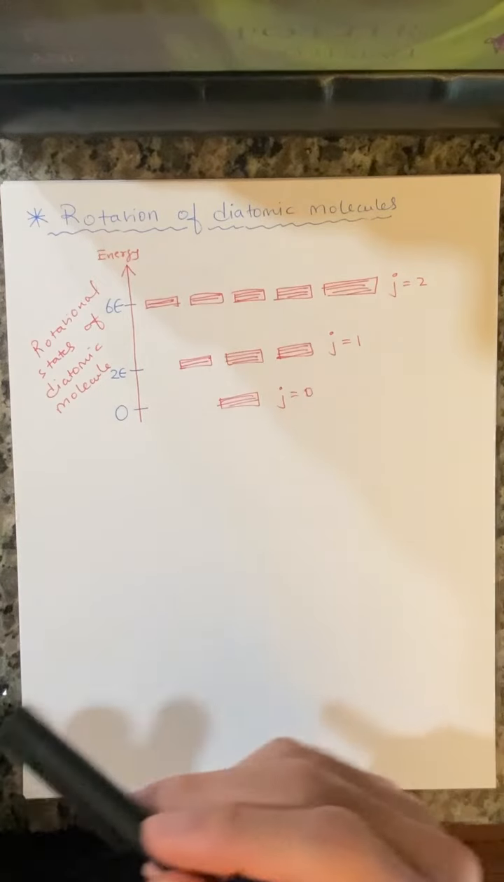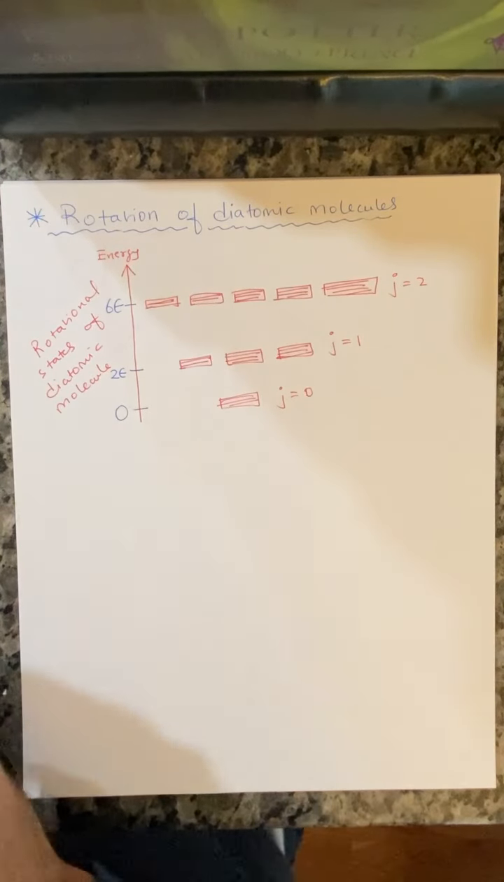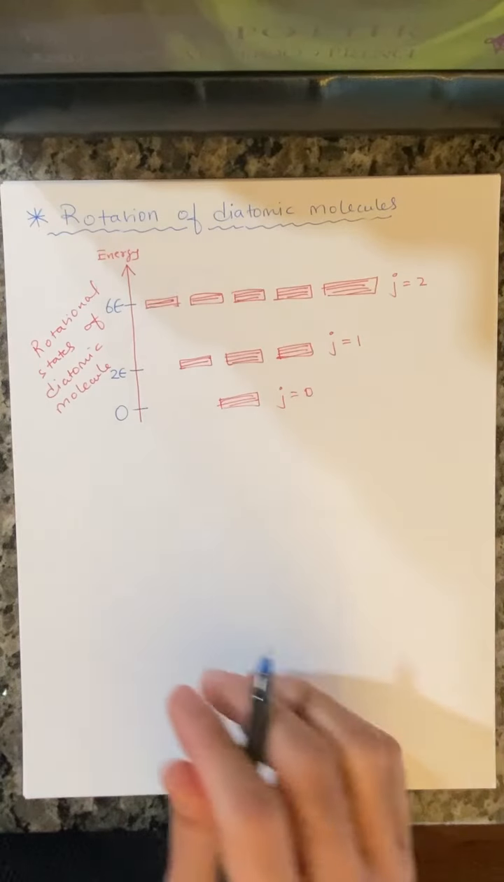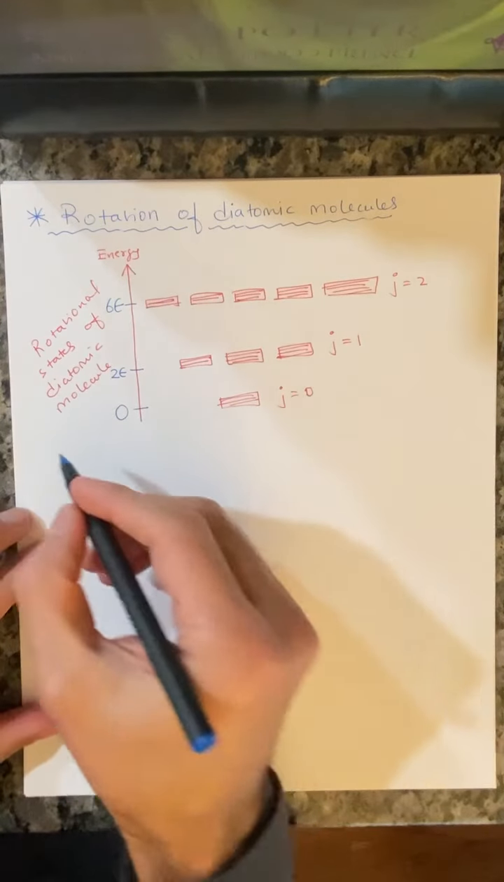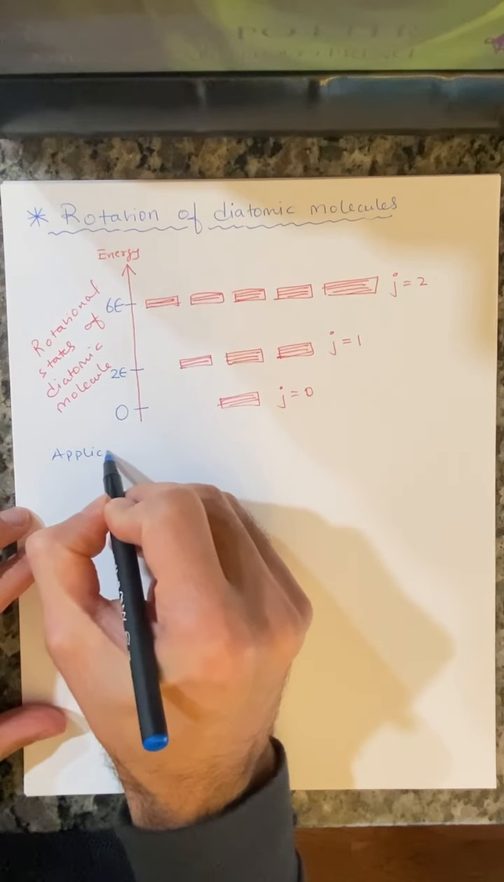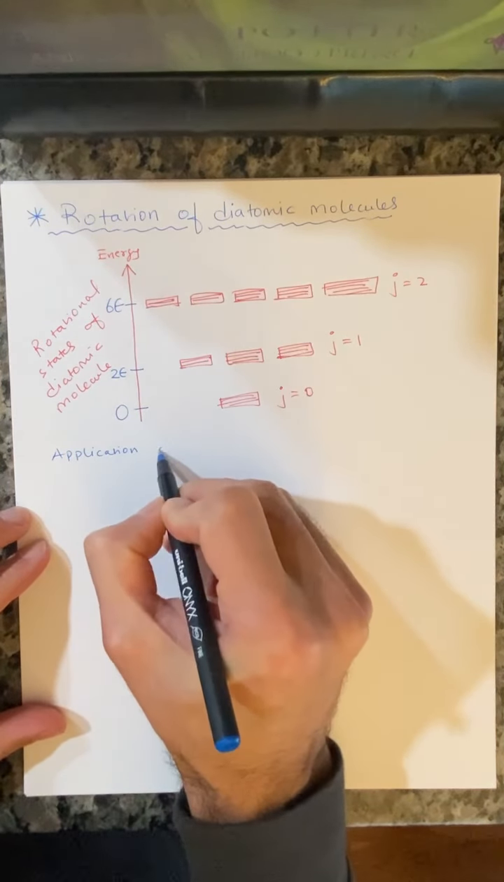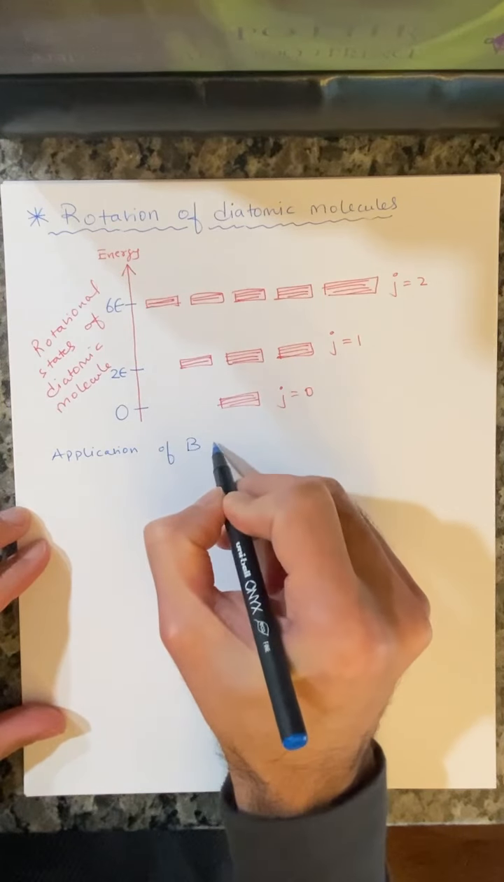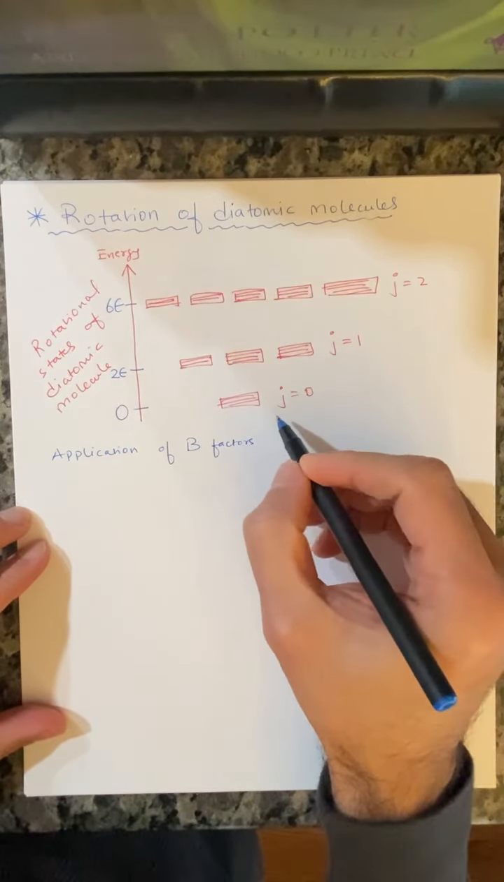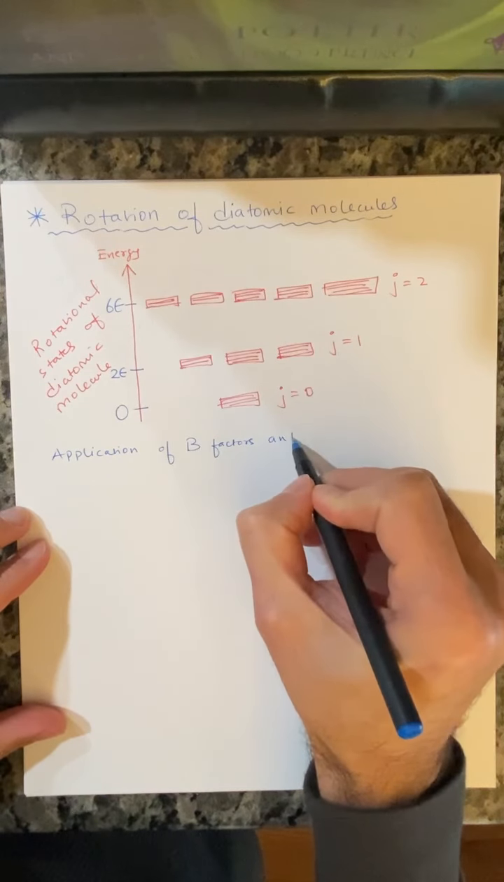So let's start. Today we want to look at rotation of diatomic molecules. Keep in mind, what is the goal here? Our goal here is to now somehow understand the application of Boltzmann factors. B factors is my acronym for Boltzmann factors and average values.